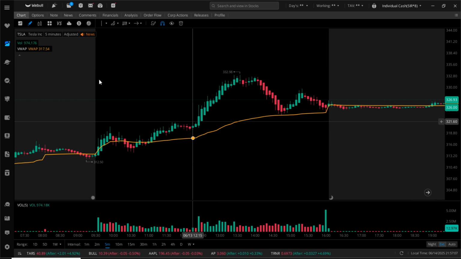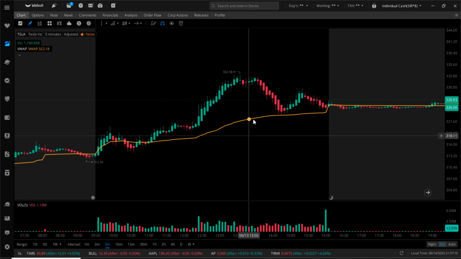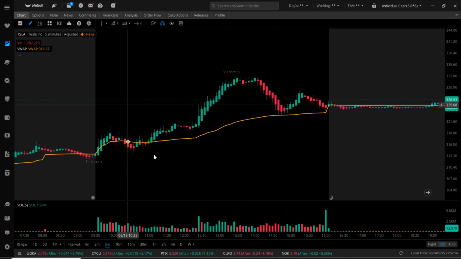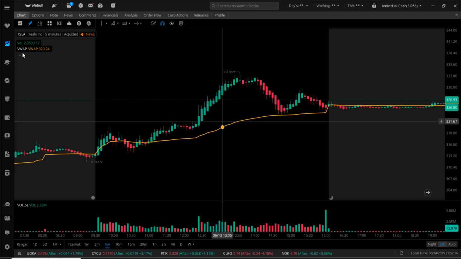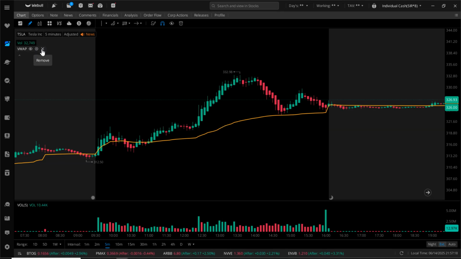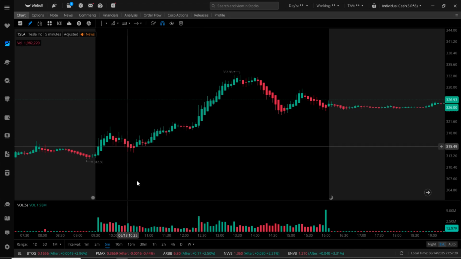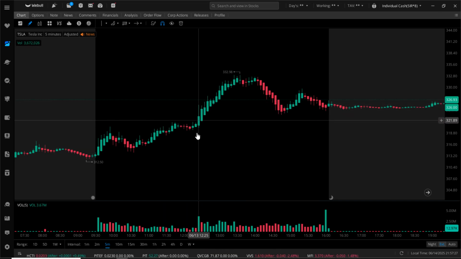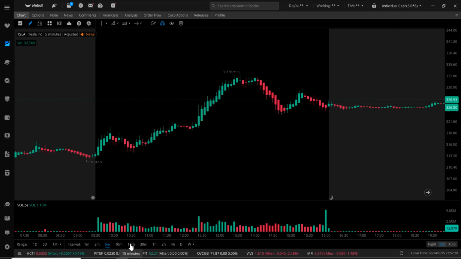So right now, I just chose Tesla since I've never marked up Tesla, so it's pretty clean. There's nothing on here. And just to make this easier, I'll get rid of the VWAP just so we can be able to see the key levels. So I'm on the 5 minute chart right now, but the time frames that I use to find my key levels are the hour and the 15 minute. So I start with the hour time frame.